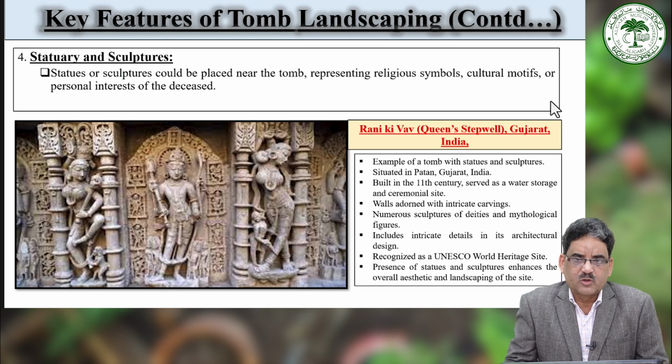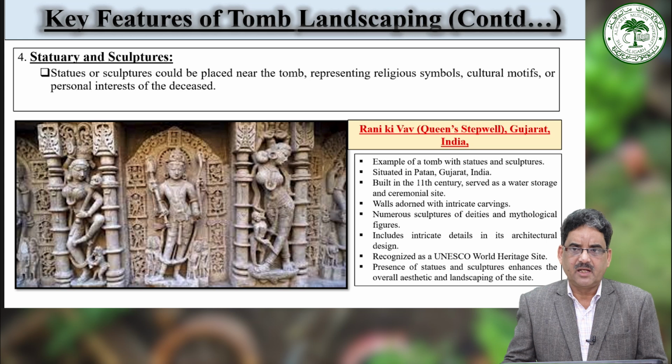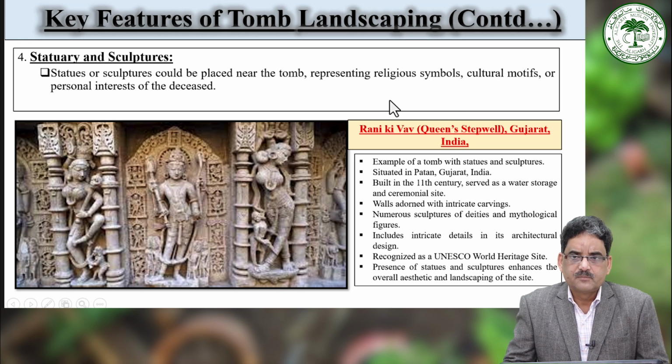Moving ahead, the fourth one is the statuary and sculptures. Placing statues or sculptures near the tomb represent a religious symbol, cultural motifs, or personal interest of the deceased. One example of a tomb with statues and sculptures in its landscape is the Rani Ki Vav, that is the Queen's Stepwell in Patan, Gujarat, India.